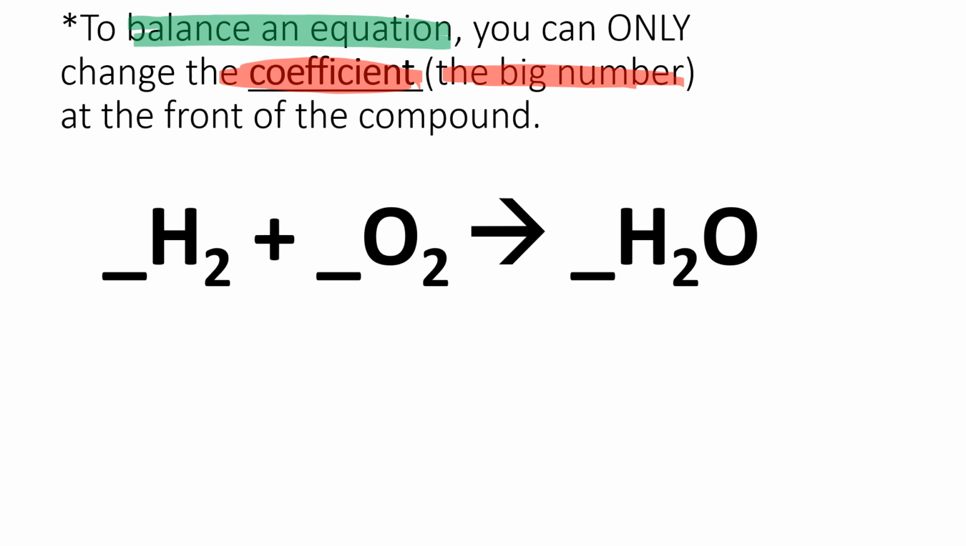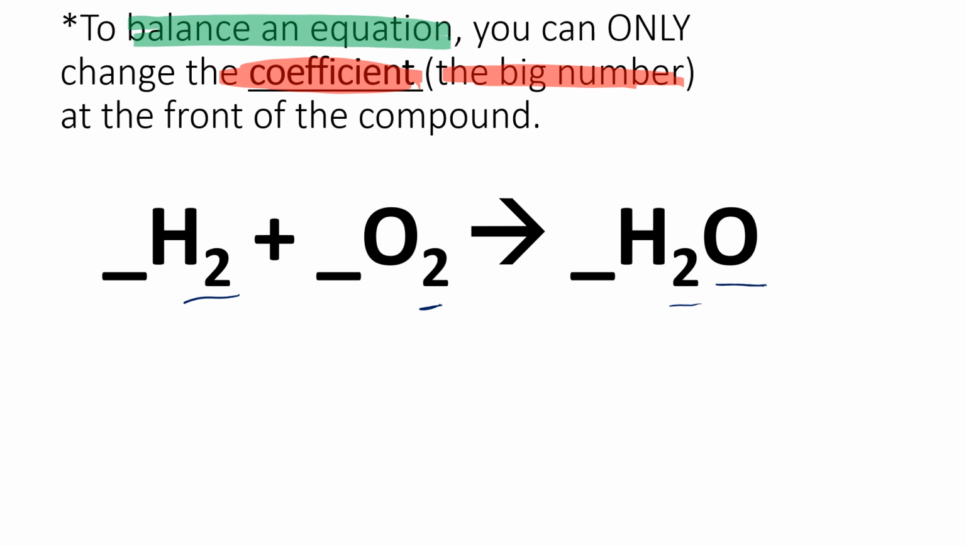So we look at our reactant side. We have two hydrogens here, and two hydrogens here for now, so we're good with that. Let's look at our O's. We have two O's here, and only one O on this side. So don't just add a 2 at the end of the O, because that would just change the compound. You have to put a number in the front.